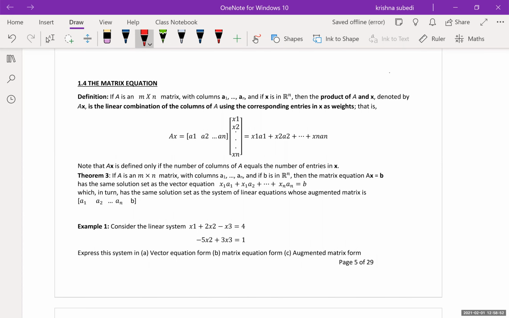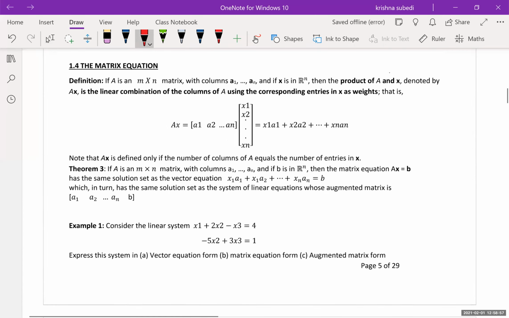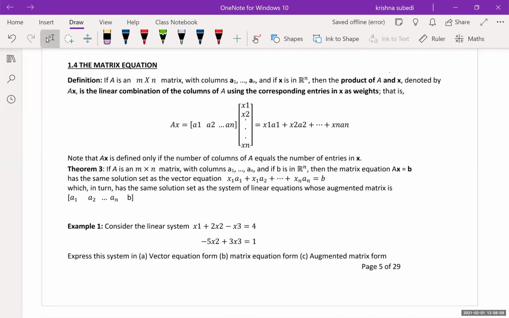Section 1.4, the matrix equation. In this section, we will focus our attention on three forms of the same system. One is vector equation form, which we have seen in our previous class, 1.3. And here we'll also look at matrix equation and augmented matrix form. So for the given system, we can write it in different forms: vector equation form, matrix equation form, and augmented matrix form.